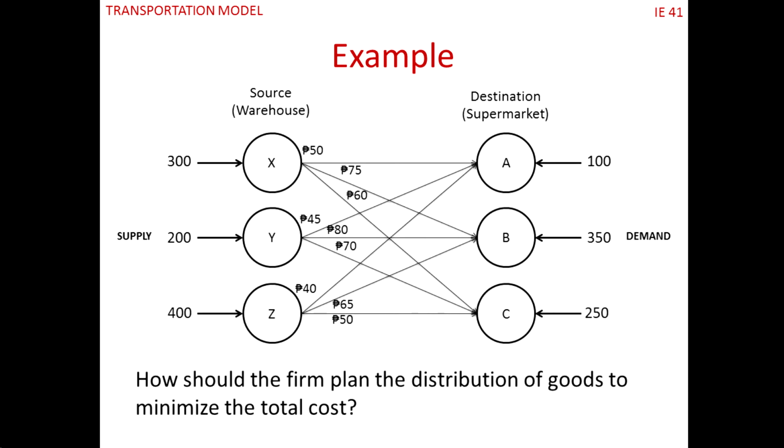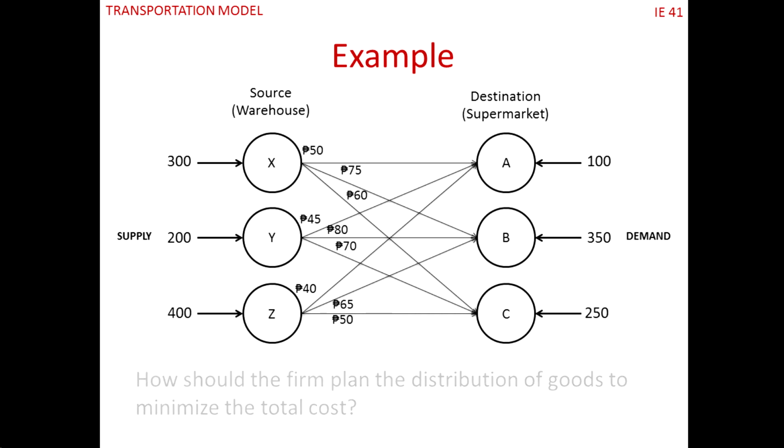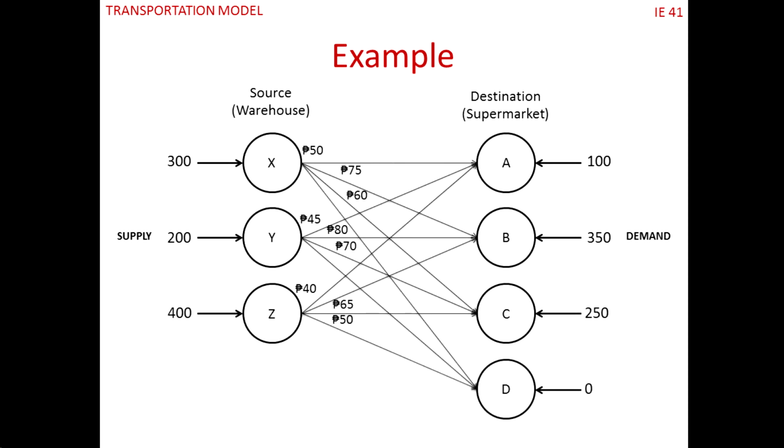Before we formulate this problem, notice how the total supply of 900 units does not equal the total demand of 700 units. In this case, we place a dummy node as a destination that can accommodate the excess supply. The shipping cost from each warehouse to this dummy node is 0, since we are not actually shipping anything. Note that this shipping cost may be non-zero depending on the situation, and that we may place a dummy source node if there is excess demand instead.